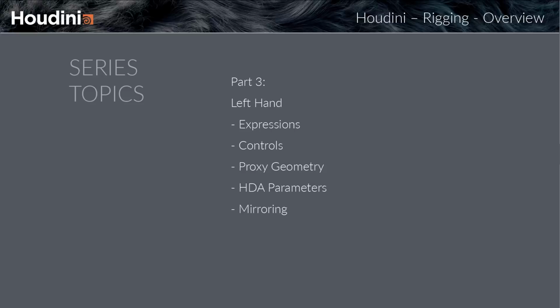In part 3, we'll be doing the left hand. We'll be doing expressions. We'll be creating controls, proxy geometry, our HDA parameters, and we'll be mirroring the hand.